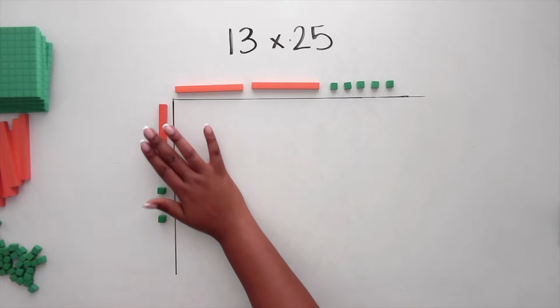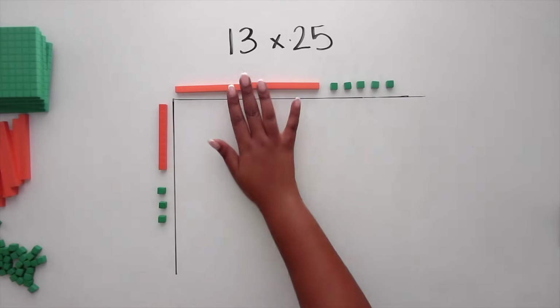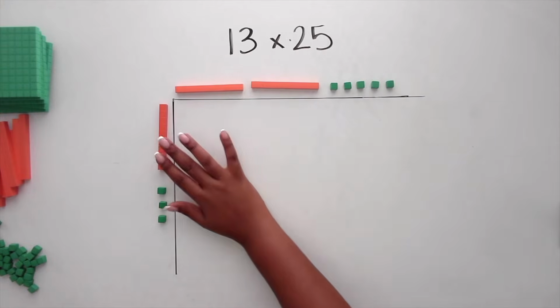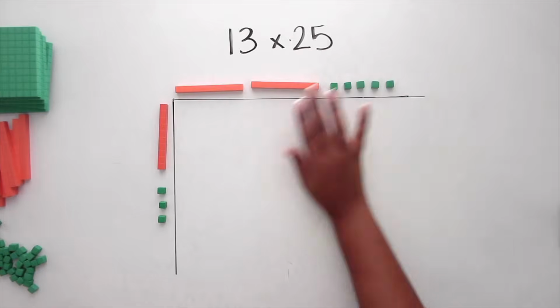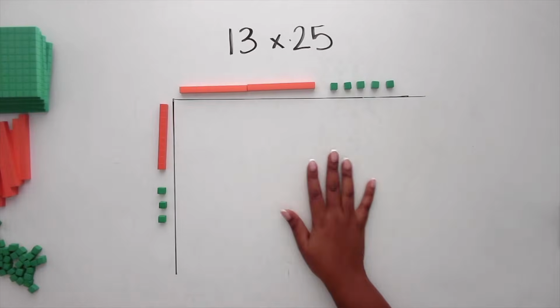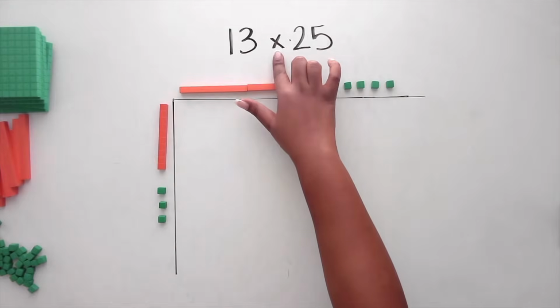Using base 10 blocks, I'll build 4 sections of a rectangular area: 10 times 20, 10 times 5, 3 times 20, and 3 times 5. Now I'll multiply each part.